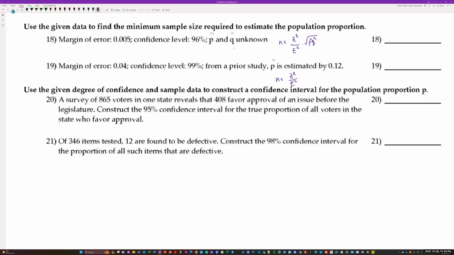It's almost the same question. All right, how do I figure out what Z is? How do I do this? What do I plug in here? How do you do it?